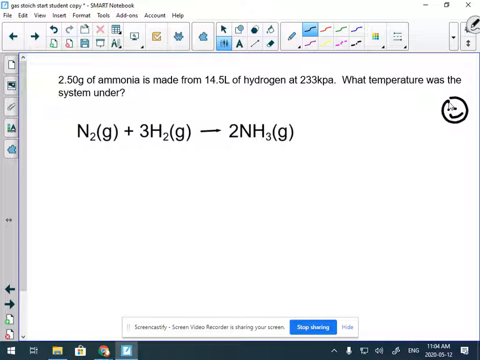Now, this one already gives you the balanced reaction, so we don't need to do that. Yay. Let's write down what we know. We know we have 2.50 grams of ammonia. What goes with mass? Molar mass. So I need 1 nitrogen, 14.01, and 3 hydrogens. That gives me 17.04 grams per mole.